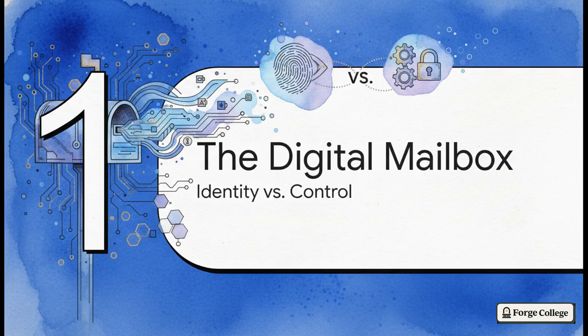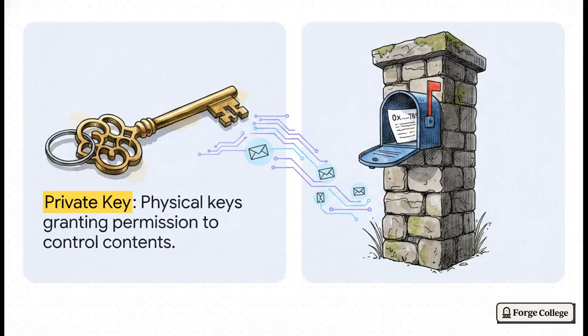Let's jump right into Section 1, the digital mailbox analogy, separating identity from control. We need to clear up a massive misconception right off the bat. I want you to think of your private key as the literal, physical brass key sitting on your keychain. That key is the one and only thing that lets you unlock and control your assets. Your Ethereum address, on the other hand, that is just a public mailbox number carved into a stone pillar on the street. Anyone walking by can drop a letter, a token, or a Bored Ape into that mailbox.